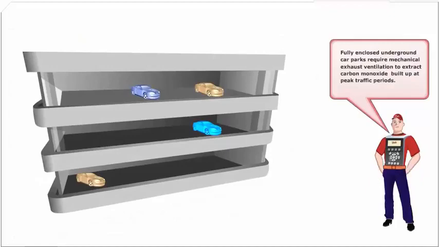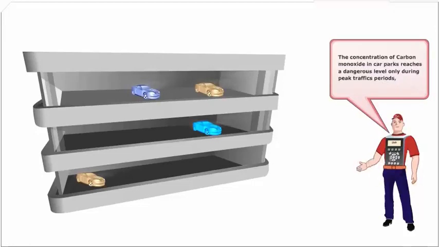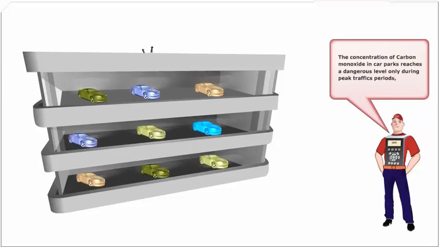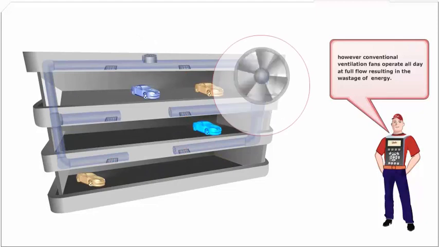Fully enclosed underground car parks require mechanical exhaust ventilation to extract carbon monoxide built up at peak traffic periods. Carbon monoxide becomes potentially lethal when undiluted with fresh air, and needs to be monitored in order to have acceptable concentration at all times. The concentration of carbon monoxide in car parks reaches a dangerous level only during peak traffic periods. However, conventional ventilation fans operate all day at full flow, resulting in the wastage of energy.